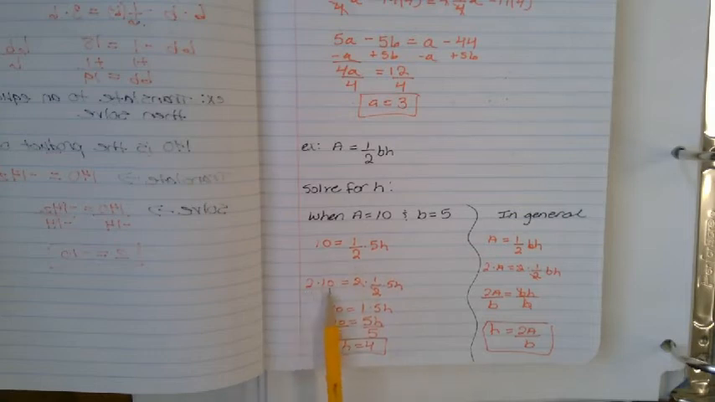So 2 times 10 equals 2 times 1/2 5h. We'll be left with 20 equals 5h. Get the h by itself. You're going to divide both sides by 5, and it should give you h equals 4.